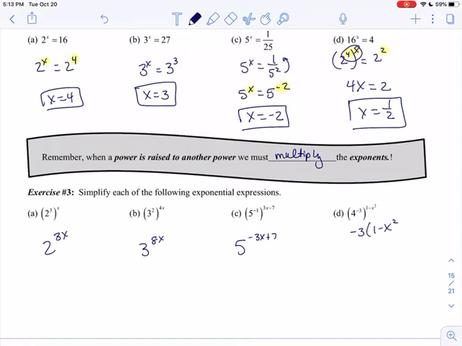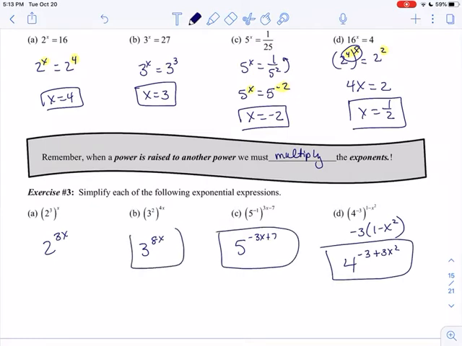And then 4 to the negative 3 times 1 minus x squared. This negative 3 is going to be multiplied by the whole thing. So it's 4 to the negative 3 plus 3x squared. And that's my answer.